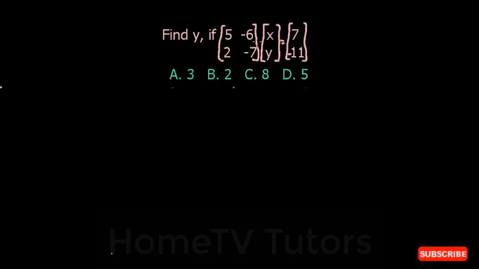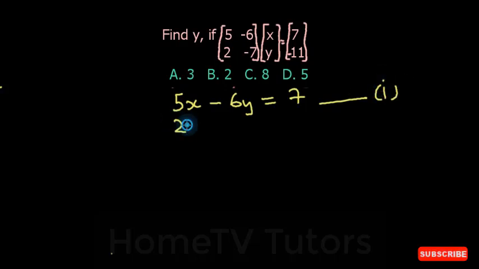Find y with this given expression. We have 5x minus 6y, which equals 7. Let this be equation 1. Then we also have 2x minus 7y, which gives us minus 11, and let this be equation 2. Now let's use simultaneous equations. Let's solve this by the elimination method.